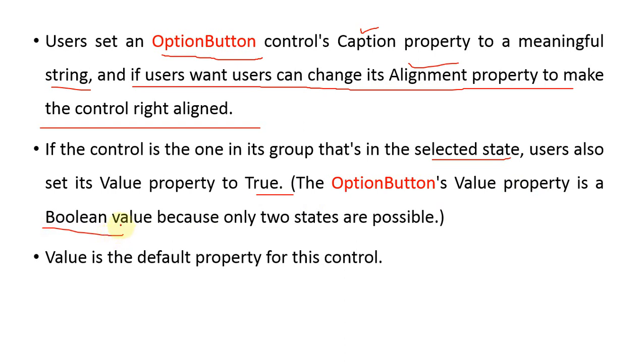It means if the option is selected, then it gives true. If an option is not selected, that means false. So Boolean means it has two options: either true or false. If it is selected, that means true. If it is not selected, that means false. Okay. Then value is the default property for this control.